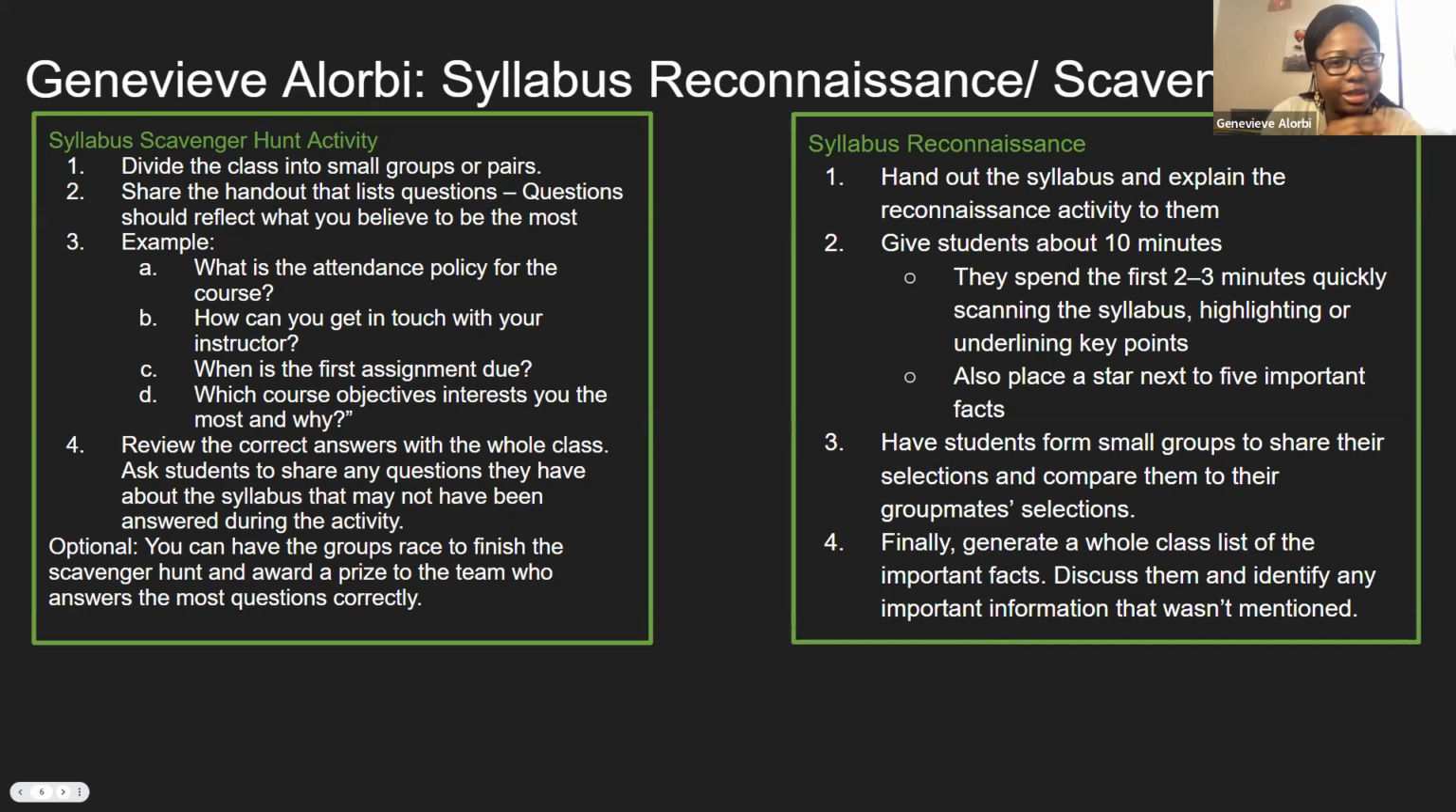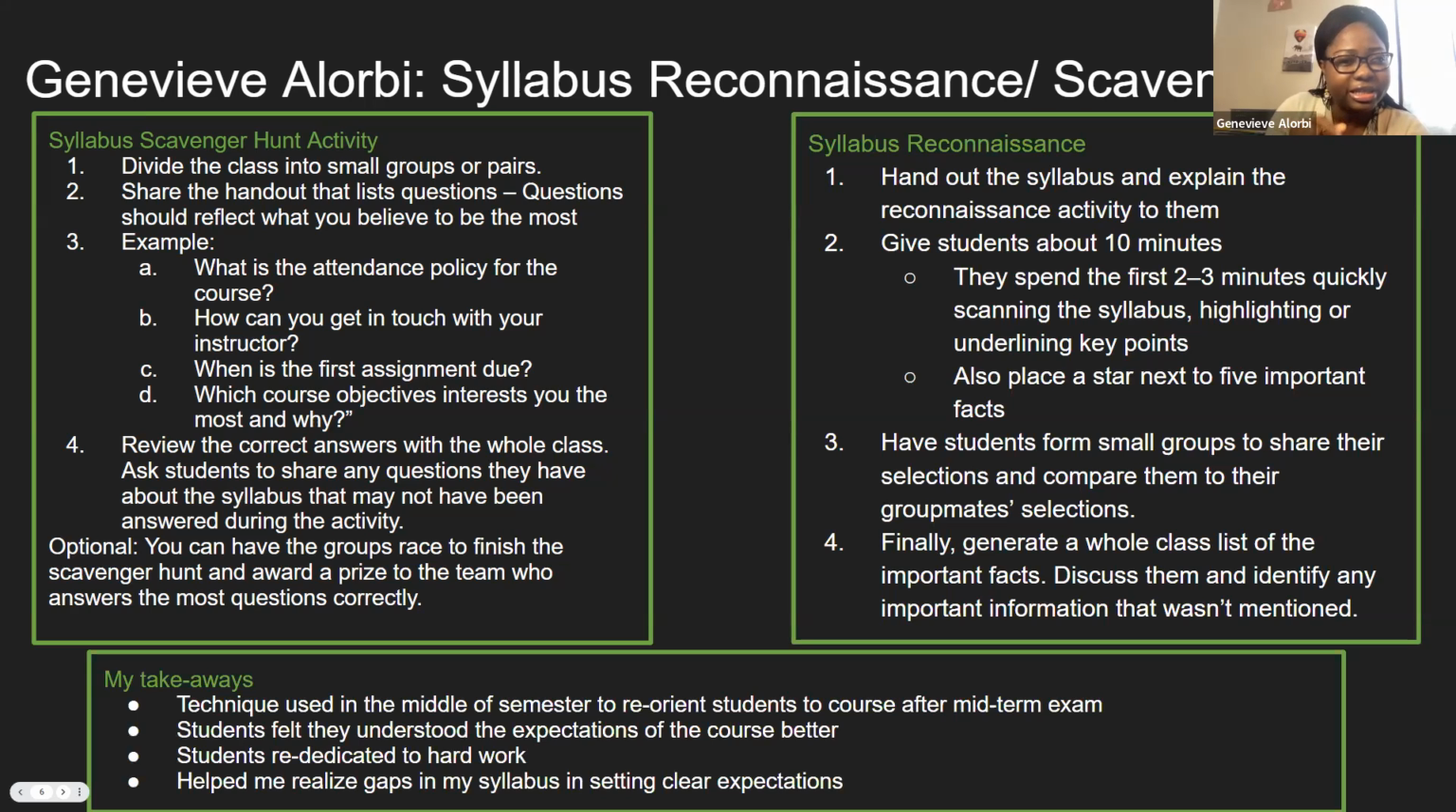With this, it's similar, but they work on the syllabus. You hand out the syllabus to them, tell students what they'll be doing, and explain the activity. Ask students if and where they've heard the term. If they haven't, then you explain it and give some time, about 10 minutes. They spend the first part quickly scanning through the syllabus. They highlight or choose key points, things that are of interest to them. Very popular is to ask them to place a star next to 5 important facts.